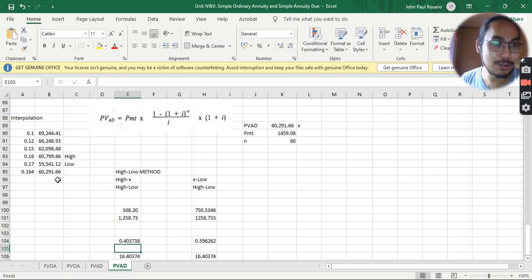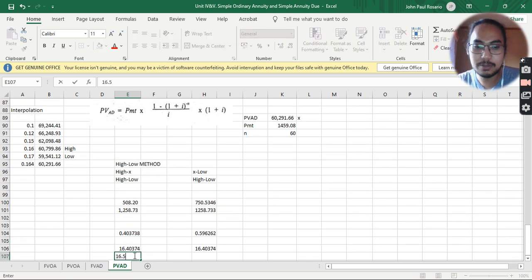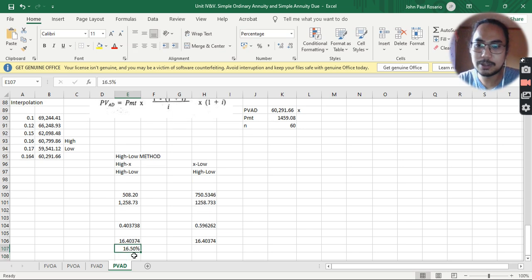And then our next task is to determine our constant. Our constant is high, so we start at 16. Since we need a value between 16 and 17, and our starting point is 16, that means we need to add whatever we have gotten to 16. So this should give us 16.40%.